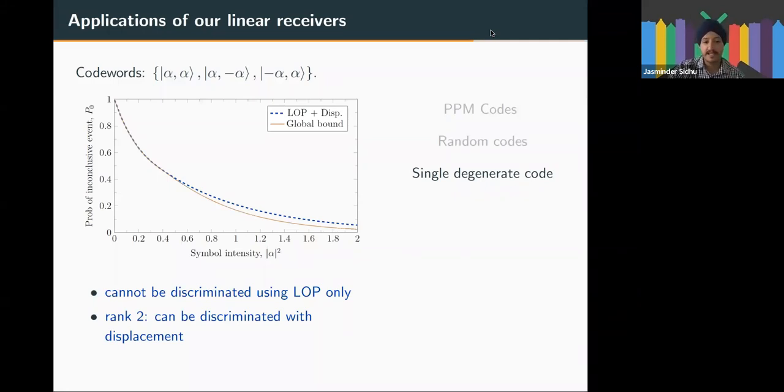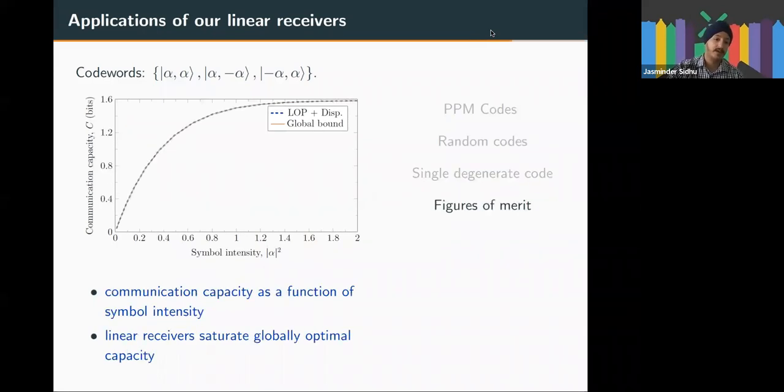Now, we can actually close this gap if we were to consider alternative figures of merit. And so that's what we do here. We compare now the performance for the same 2 receivers, but now considering the communication capacity as a function of the symbol intensity. And what we see is that our linear receivers saturate the globally optimal capacity.